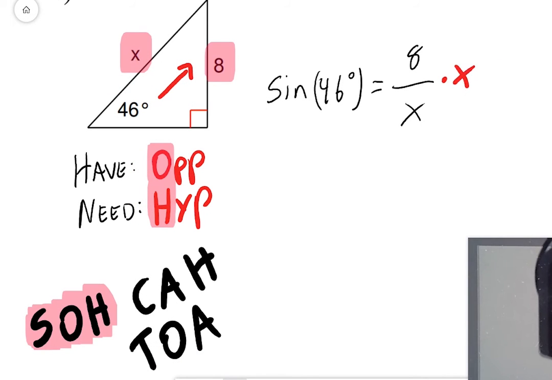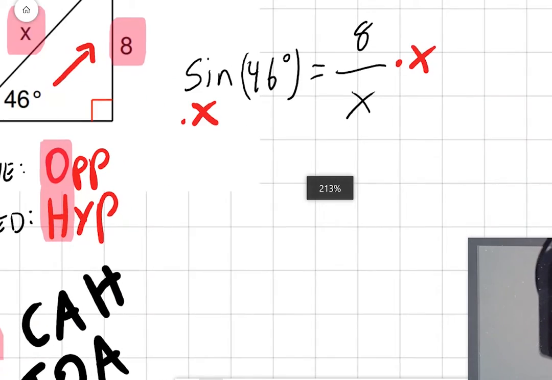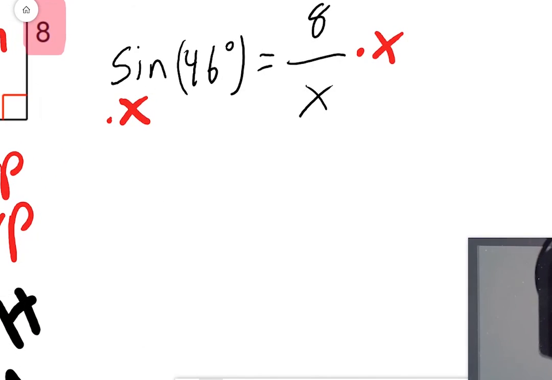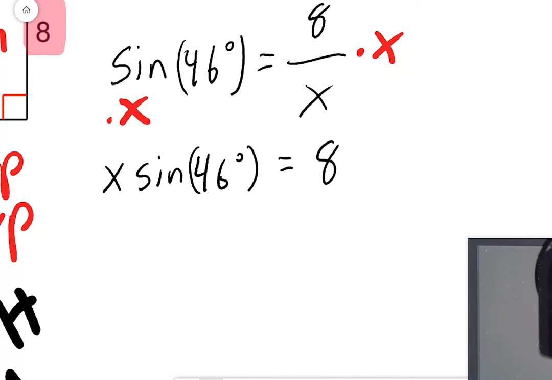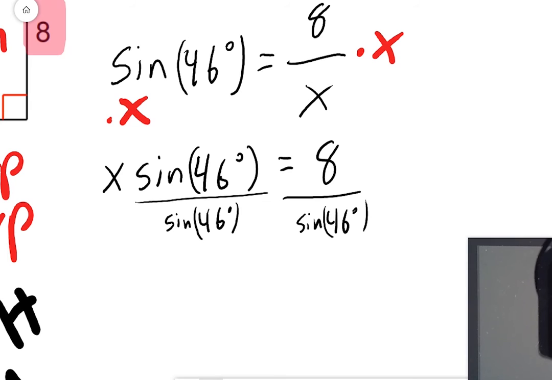I multiply both sides by x to clear the denominator. And I get x times the sine of 46 degrees equals 8. Divide both sides by the sine of 46 degrees. We get x equals 8 over sine 46 degrees.